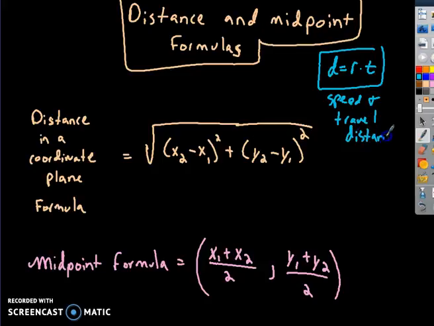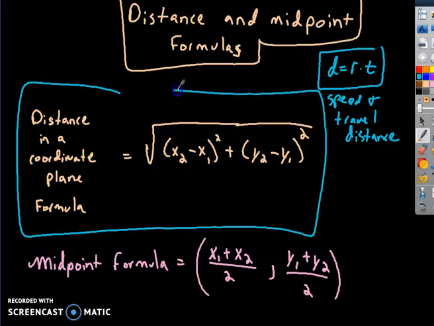It's a different formula. In this case, we're talking about application of some kind of speed over some space, in miles or feet. Anyways, that's a different distance formula. This distance formula is dealing with the distance in a coordinate plane. So this is the formula.